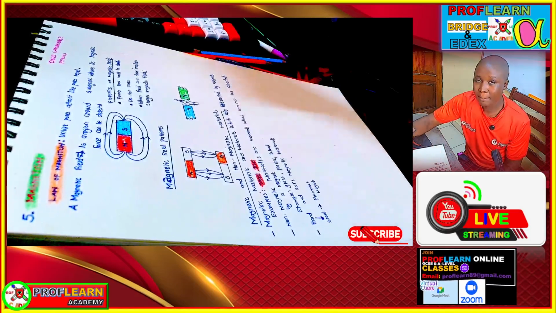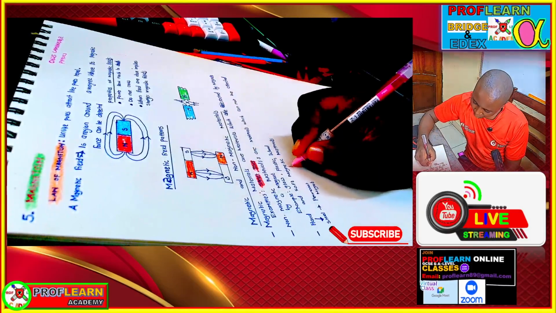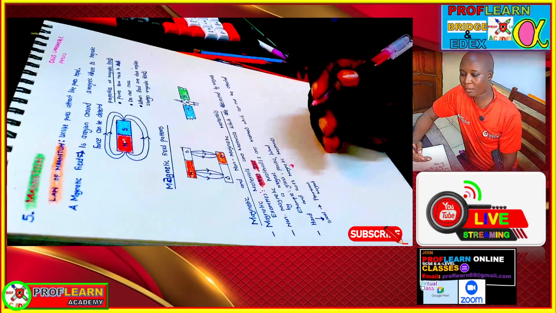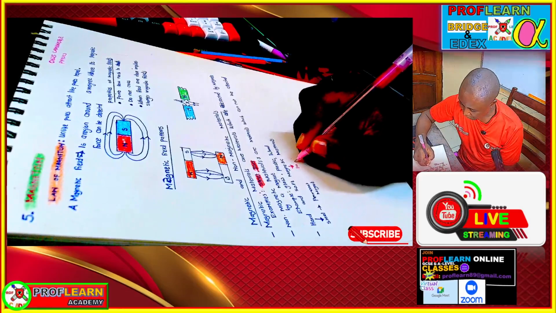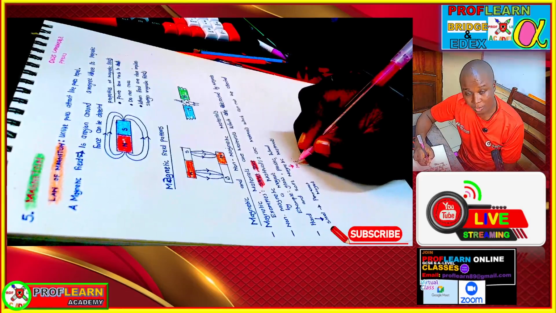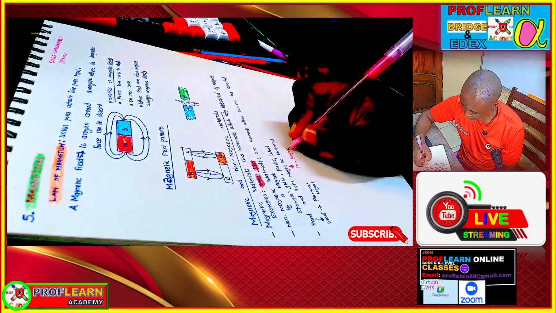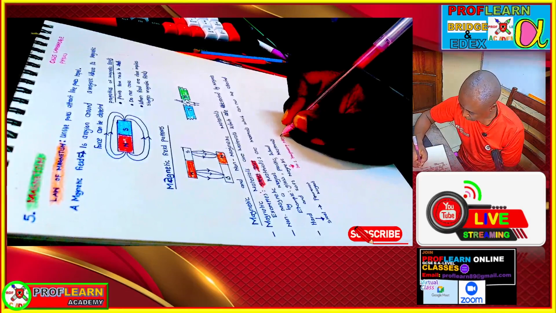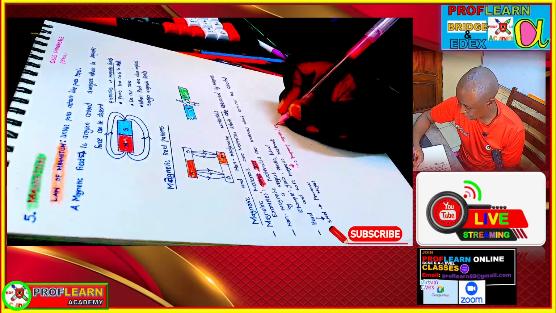But soft magnetic materials are those materials which are easily magnetized, but they lose their magnetism quite easily. We can talk of iron in this case. And where is it used? It's used to make temporary magnets, such as electromagnets.